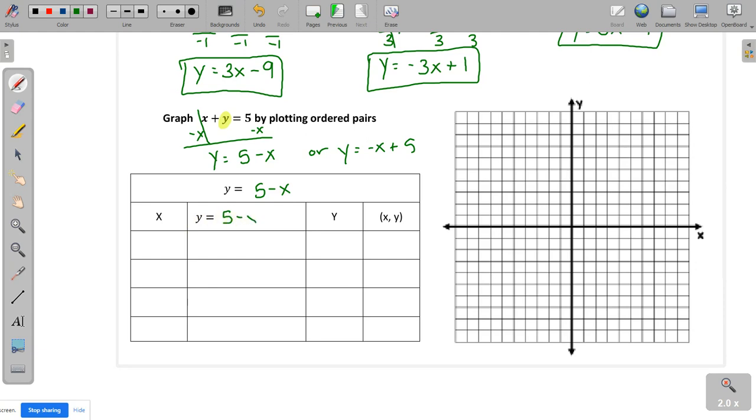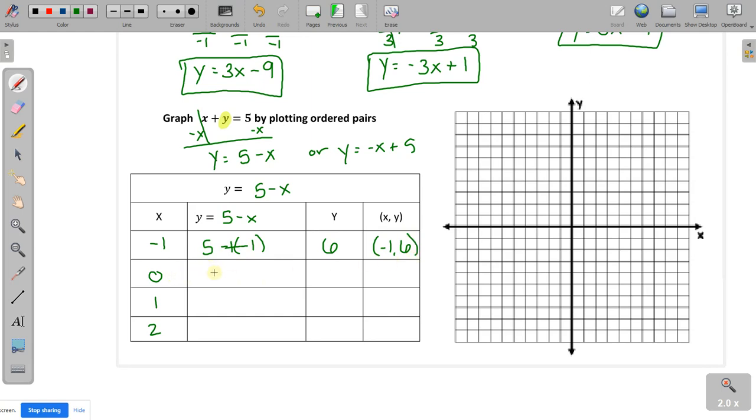So now let's choose some x values. I'm going to do negative 1, 0, 1, and 2. Substitute in your x. 5 minus x, but x is negative 1. Minus a negative makes a positive, so 5 plus 1 gives us 6. So we have the point negative 1, 6.